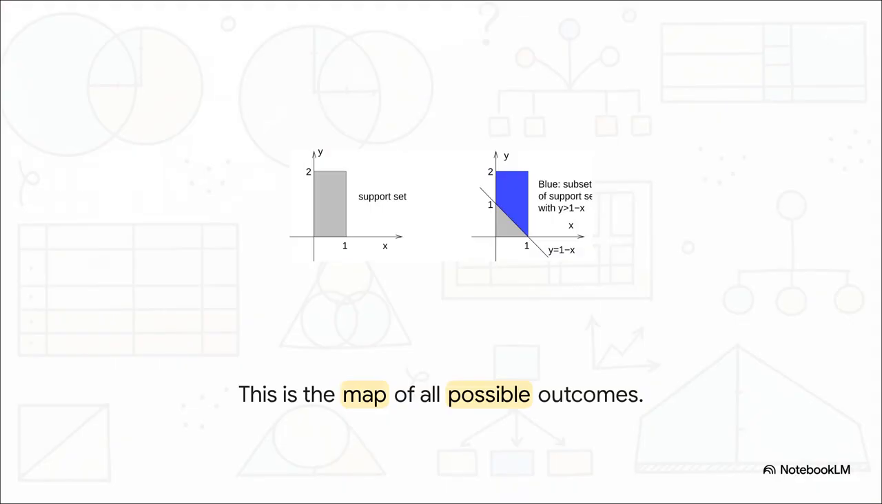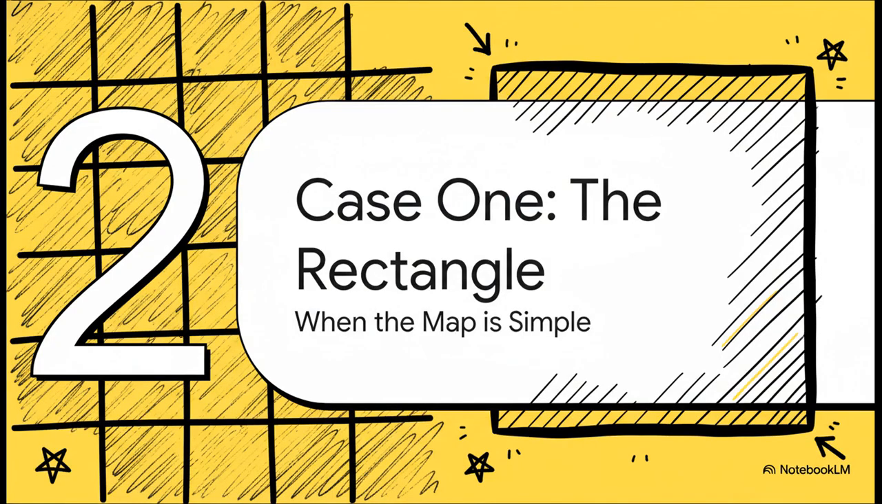So for a problem like the one with Alice and Bob, our map might look something like this gray rectangle. We could say the horizontal x-axis is Alice's arrival time, and the vertical y-axis is Bob's. Any point inside this shape is a valid possible outcome. Any point outside can't happen. This map becomes our ground truth. So, let's start with a simple case, where our map of possibilities is just a nice, predictable rectangle.